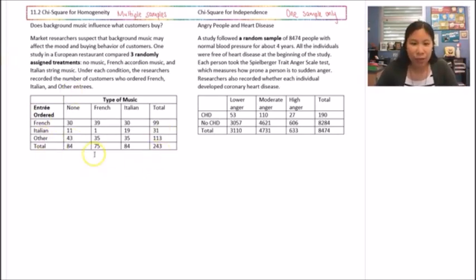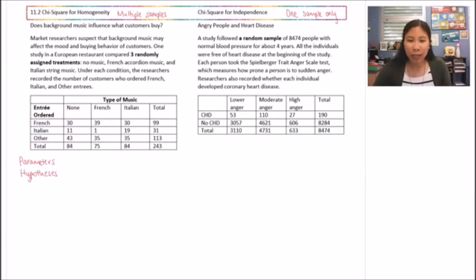In this two-way table, we have our data that's being described. These are the groups of people where they listen to either no music, French music, or Italian music. And then out of each group, the entree that they ordered. For example, 30 people who were listening to no music ordered French food. The 11 people who were listening to no music ordered Italian food, and so on.